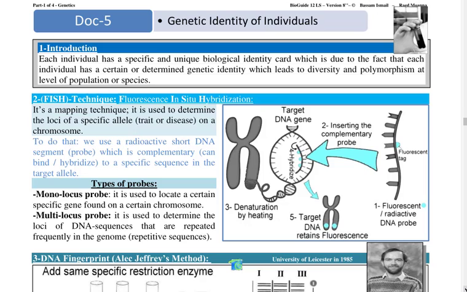We say yes. The first application is the genetic identity of individuals. For example, first with the FISH technique, fluorescence in situ hybridization. Fluorescence means giving radiation, in situ means in its place, and hybridization because there is complementarity.